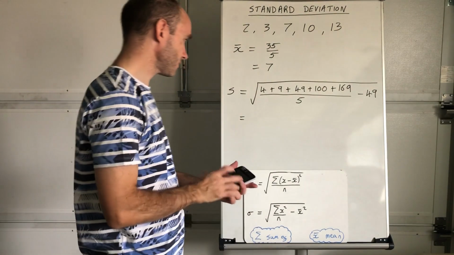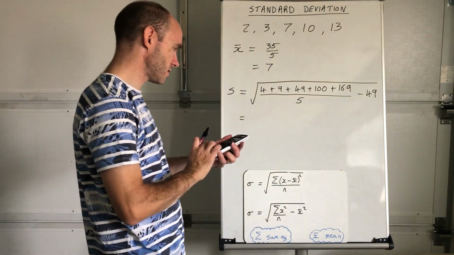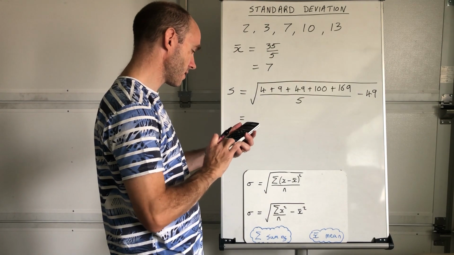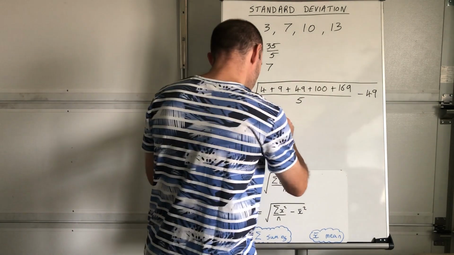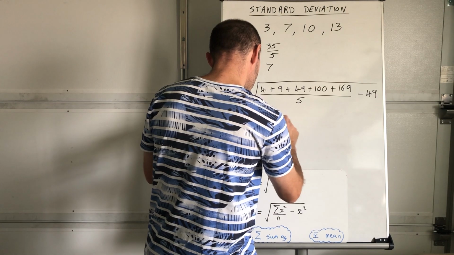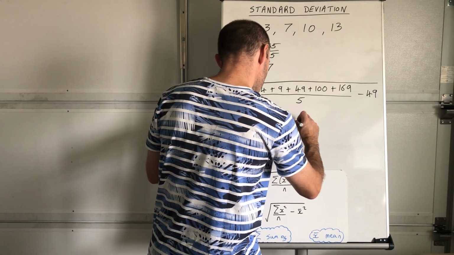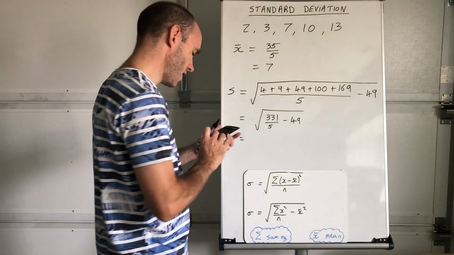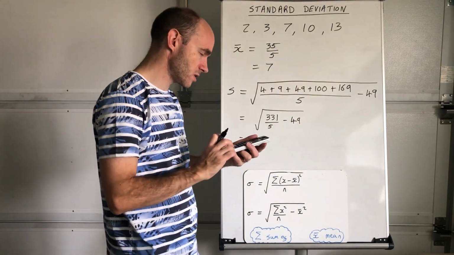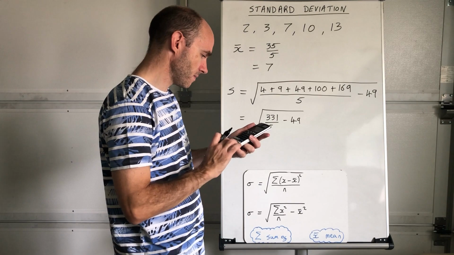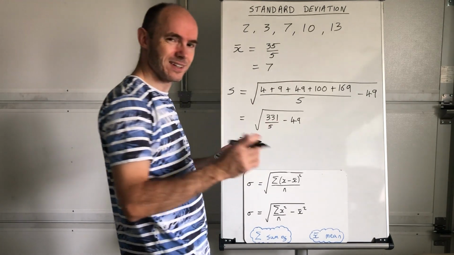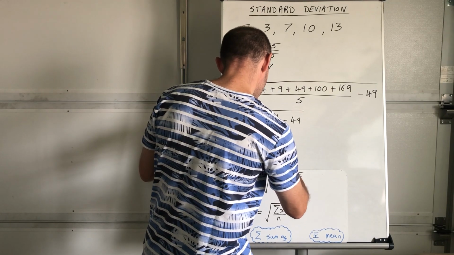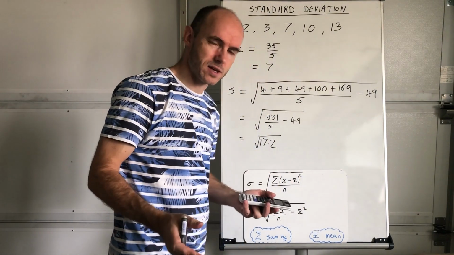So let's just work through this. You add the numbers at the top first of all. Add the numbers on the denominator. You should get 331. So I'm just going to rewrite that as 331 over 5. Subtract 49, and then square root everything. What I normally do is work out what's under the square root bracket. That's 17.2, which is exactly the same as what we had before.